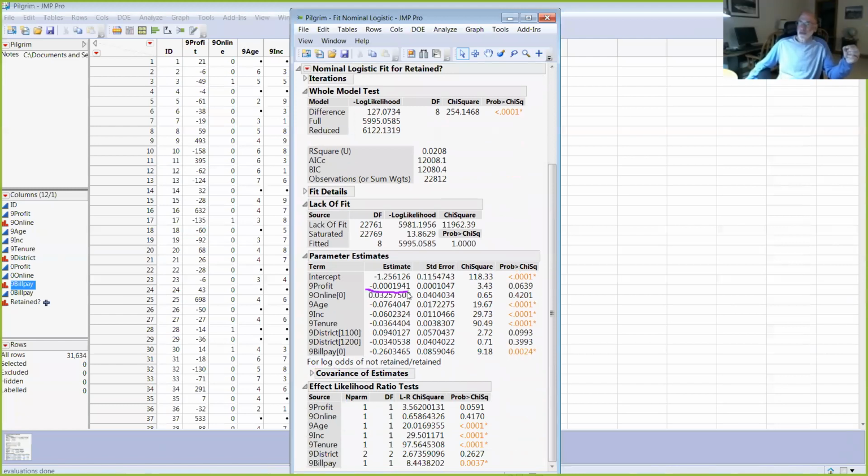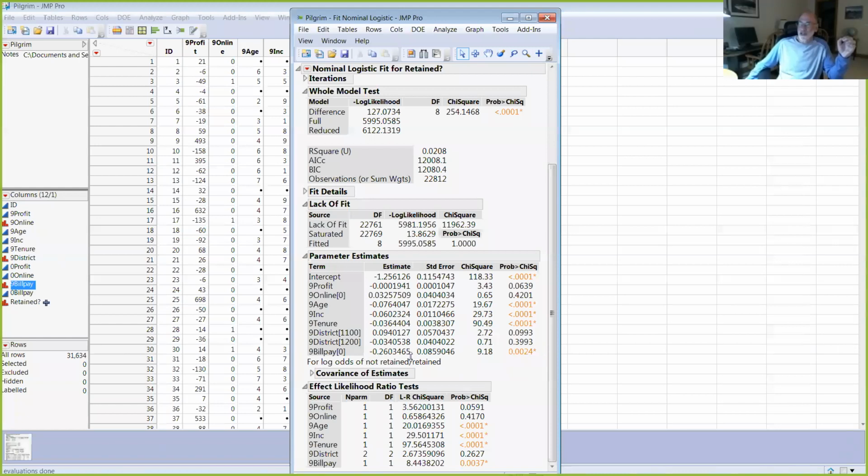More profitable customers, we're less likely to lose them. And it's not quite statistically significant. So it's likely there's some correlation here, although it's not terribly strong. If they were not using online banking, positive sign means they are more likely that we will lose them. So we're less likely to lose the online banking customers. Notice bill pay is statistically significant. So the online banking was far from statistically significant. The bill pay is statistically significant and has a negative sign.